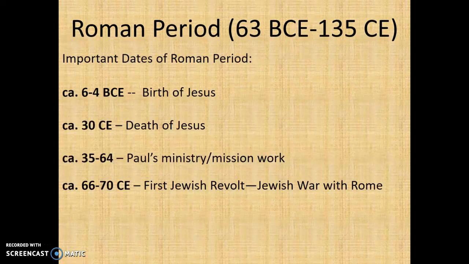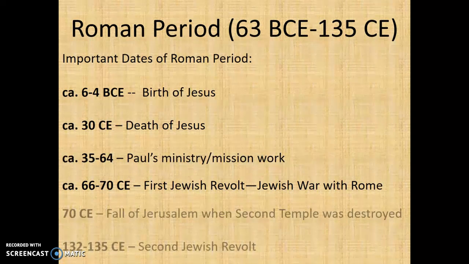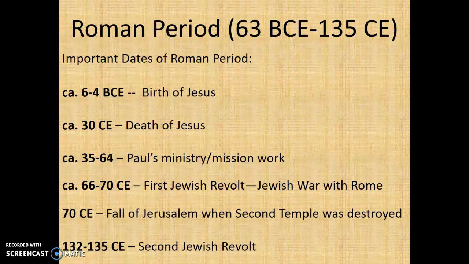Some of the important dates for you to note in the Roman period are, of course, the birth of Jesus, and we'll talk more about that later. The death of Jesus was around 30, maybe 30 or 33. We'll talk about that later. Then Paul's ministry and mission work spanned several decades between the 30s and the 60s. The first Jewish revolt against Rome's rule, we'll call it the Jewish War with Rome, was in 66 to 70.